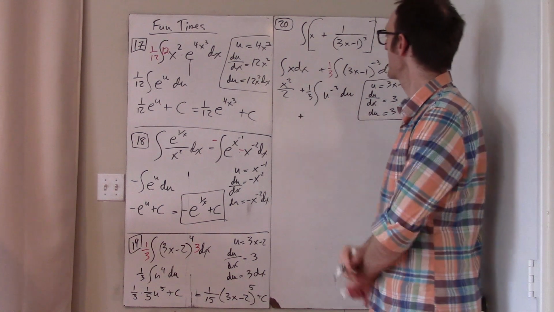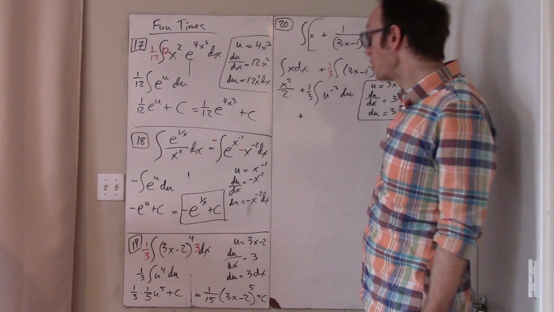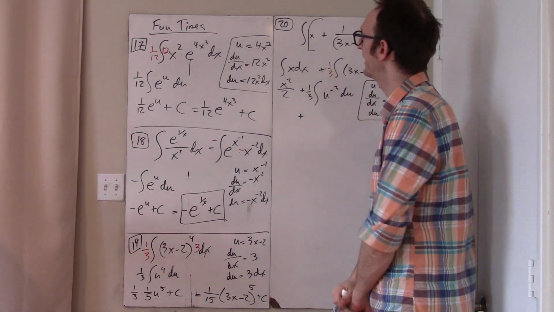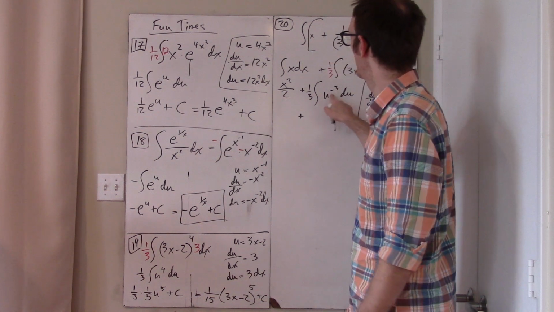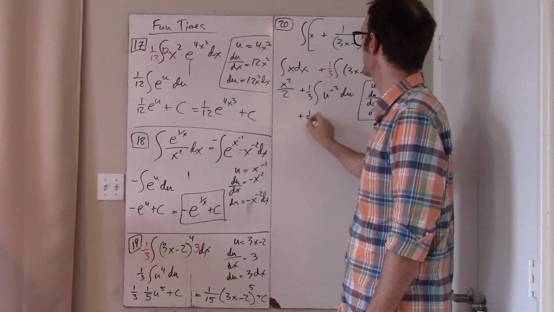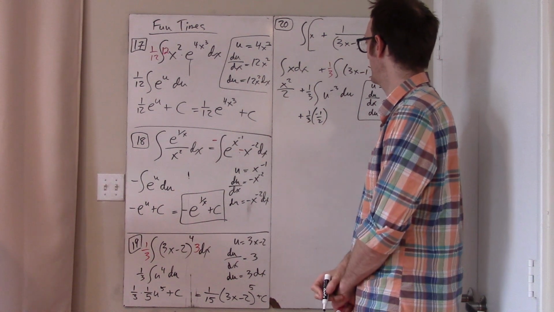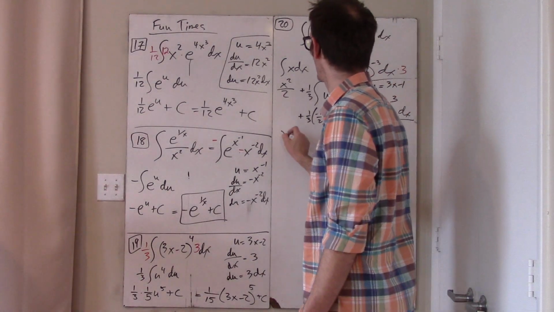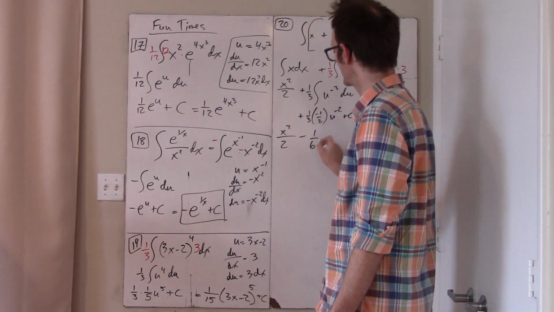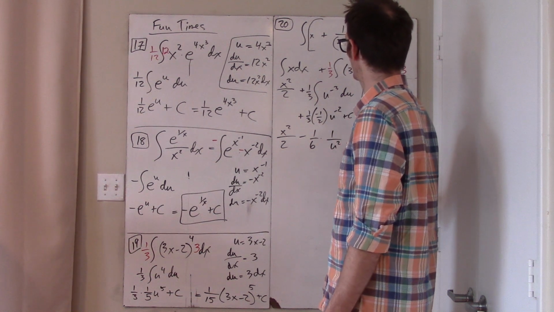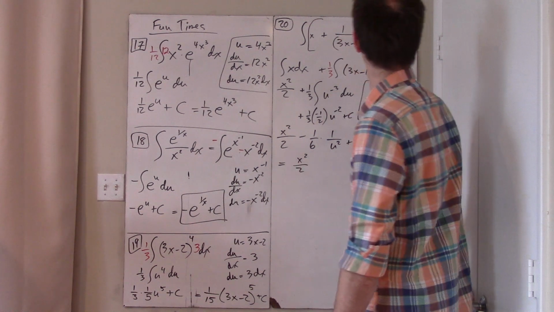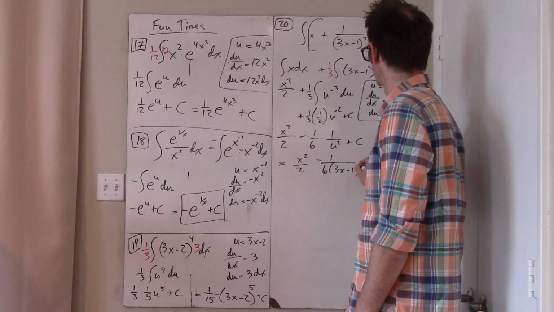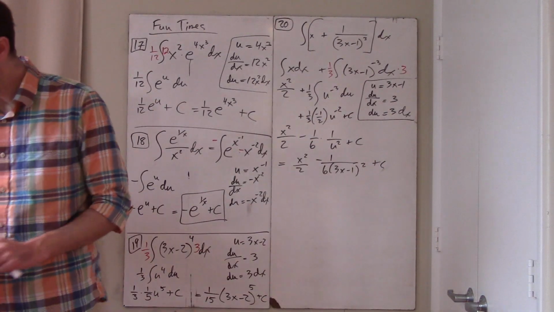And then doing this, I go up a power to negative 2 and divide by negative 2, so that becomes 1/3 times negative 1/2 u to the negative 2 plus c. So let's see, did I do that right? I did. And therefore, this whole problem becomes x squared over 2 minus 1/6 times 1 over u squared plus c, or really, x squared over 2 minus 1 over 6 times (3x minus 1) squared plus c. And that's looking great. Okay.